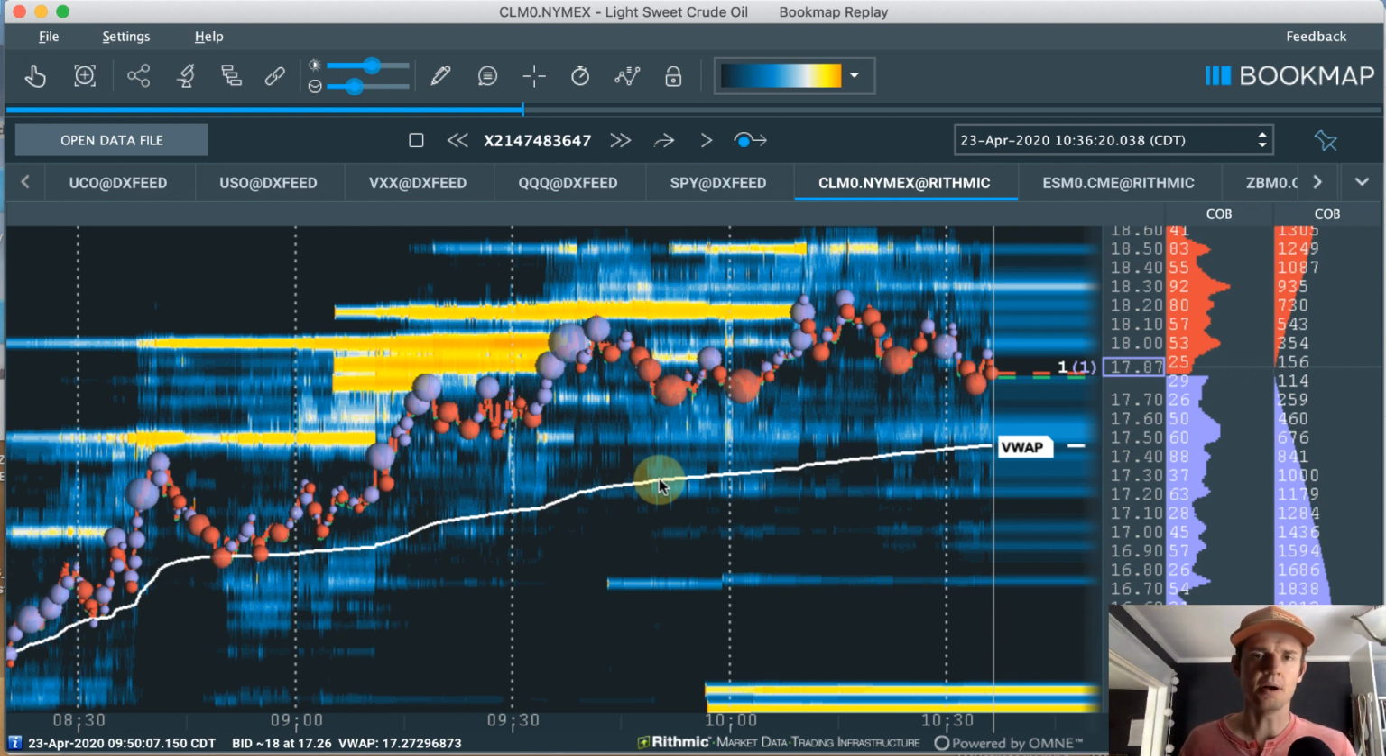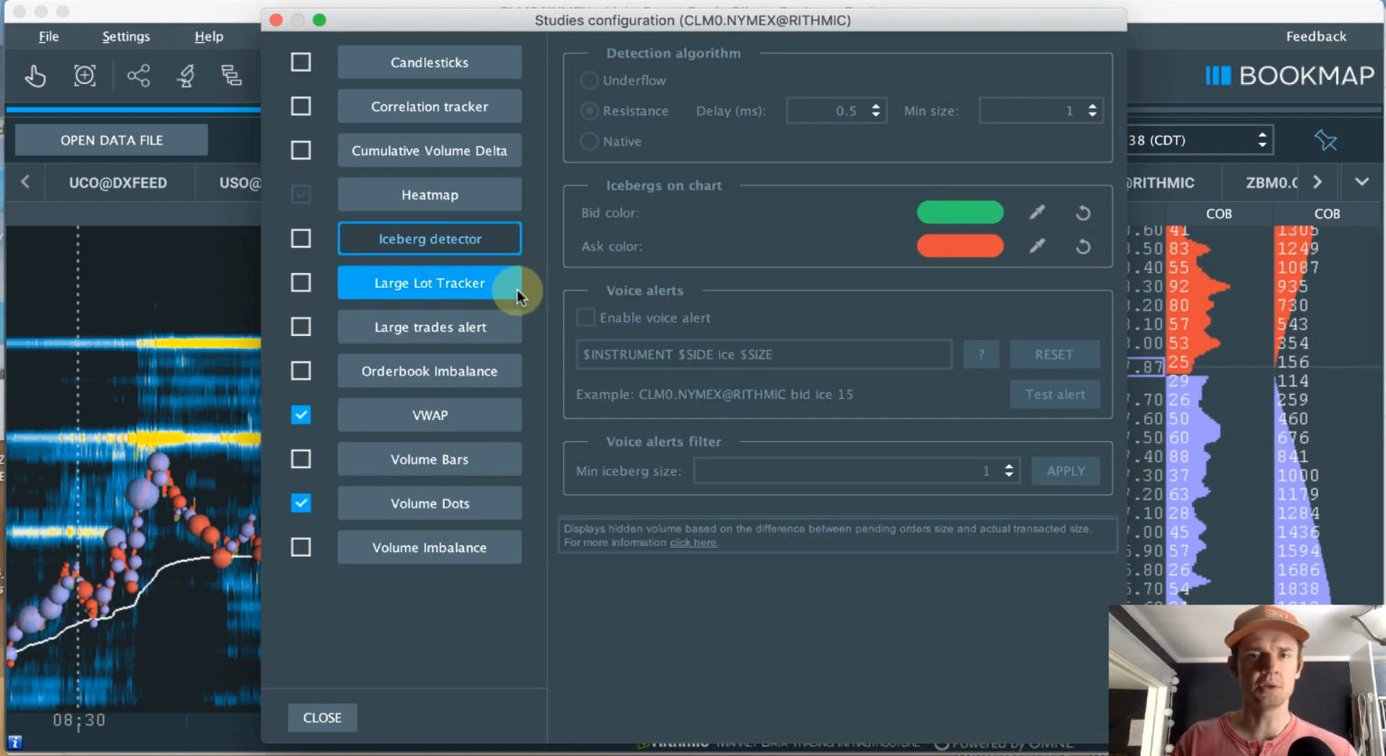Like if you pulled it up on NinjaTrader, or if you pull the VWAP up on TradingView, it's going to have it from the beginning of the actual trading session, not from when you open the chart. Make sense? Okay, so that's why I don't use the VWAP on the futures in Bookmap, but I do use it on the ETFs because I like to track where price is in relation to the VWAP.